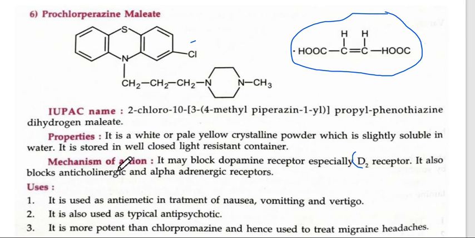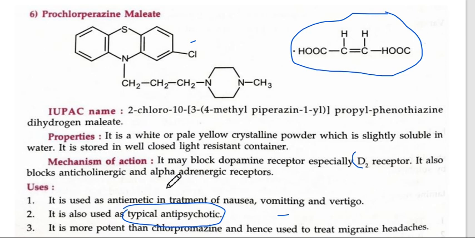But they are associated with movement side effects, such as you have your phenothiazines, like chlorpromazine, triflupromazine, or haloperidol. Okay, that is what typical antipsychotics are. These are more potent than chlorpromazine and hence used in the treatment of migraine headaches. Okay, prochlorperazine maleate is also used in the treatment of migraine headaches.